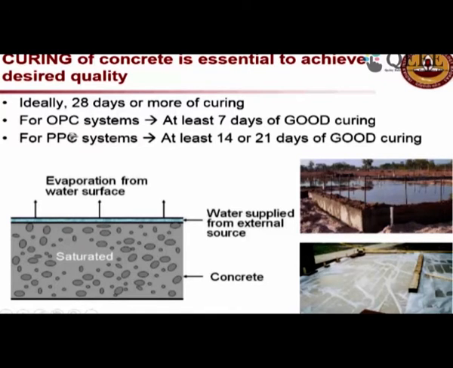In the PPC system or fly ash or any slag cement systems, we should at least cure it for 14 or 21 days. If we do not cure it for this additional time, we will not see the desired strength and other durability properties. So, curing becomes very essential to achieve the desired quality. It is not just using fly ash, slag and other good materials. We should also ensure that the concrete gets properly cured, otherwise it will not be a good concrete.